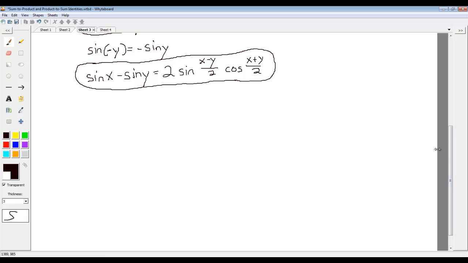Alright, and then let's use the fact, let's see, earlier we used sine times sine. Let's use cosine alpha cosine beta equals 1/2 times cosine of alpha minus beta plus cosine of alpha plus beta.